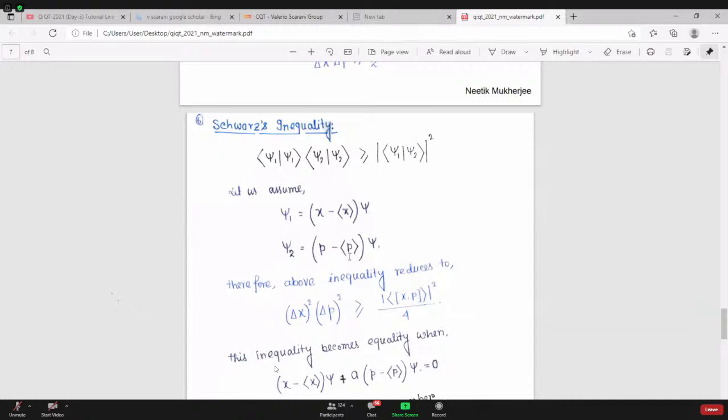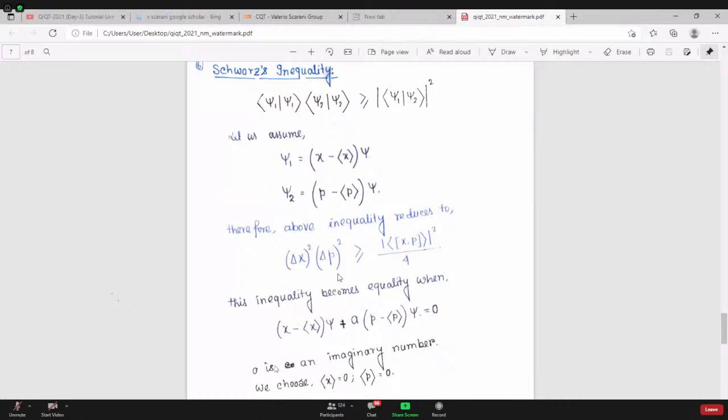Now the point is that if you consider your psi 1 is of this form and psi 2 of this form, then you will lead to the expression of this. That's your delta x square. You know that delta x means the standard deviation. That means the square average minus the average square. That means x square average minus x average square. Similarly, p square average minus p average square.